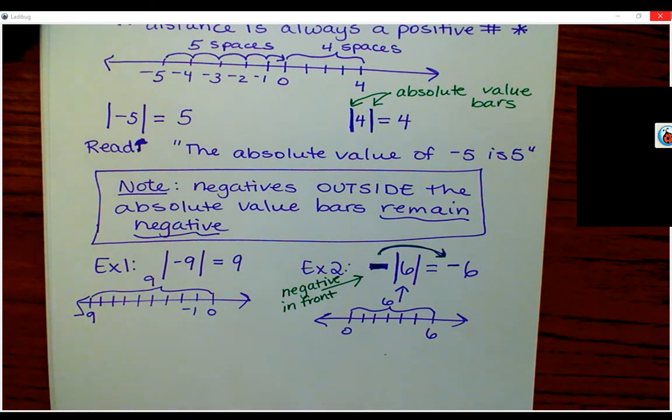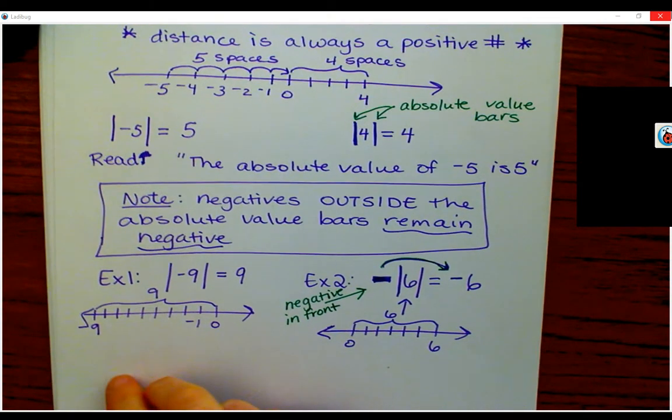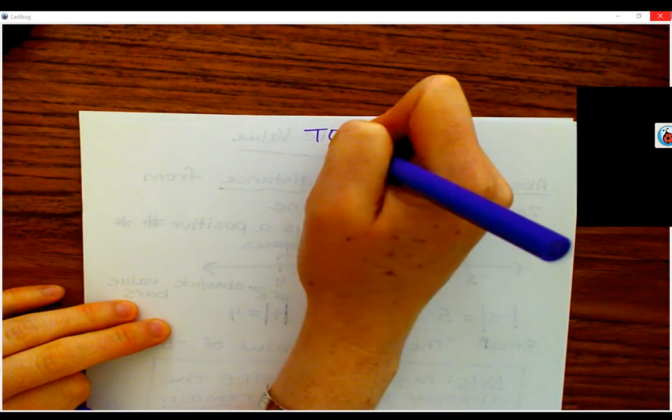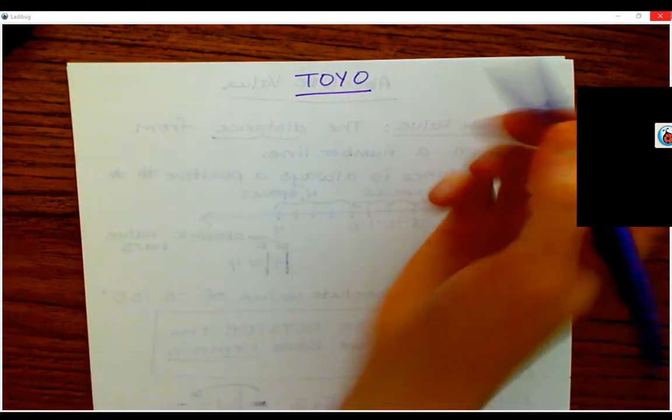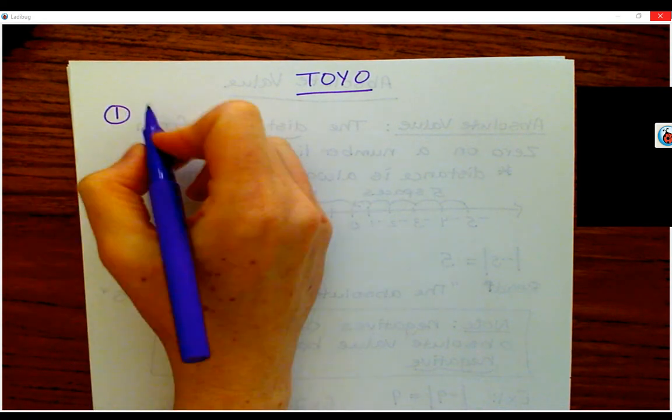Okay, let's do some try on your own so you can get comfortable with this. So go ahead and turn to the next page in your spiral. We're going to label it Try on Your Own. Remember, try on your own. And I'm going to give you some problems to look at.